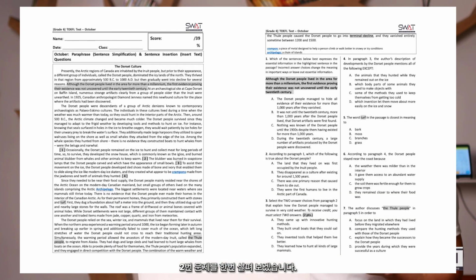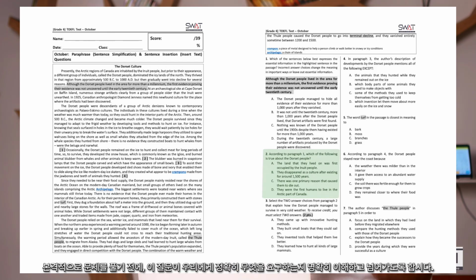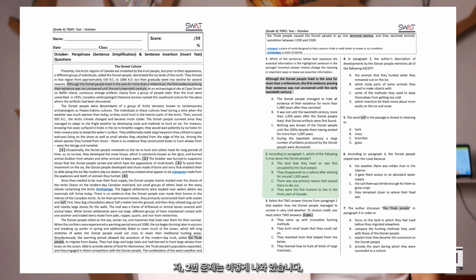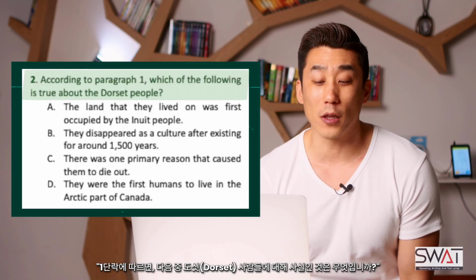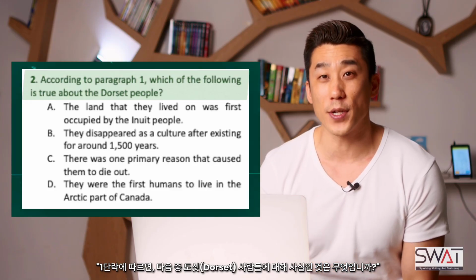All right, guys, now that we've covered those 4 tips, let's see if we can put those into practice. We're going to take a look at one of our questions from SWAT's standardized English test for our 6th grade students here. And we're going to take a look at question number 2 because step number 1 is understanding question types. So let's make sure we understand what this question is asking us to do clearly before we move on. So question number 2 states, according to paragraph 1, which of the following is true about the Dorset people?